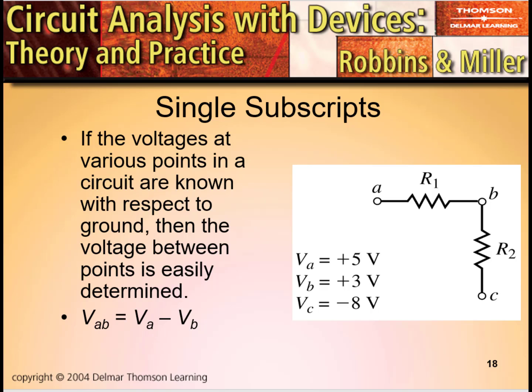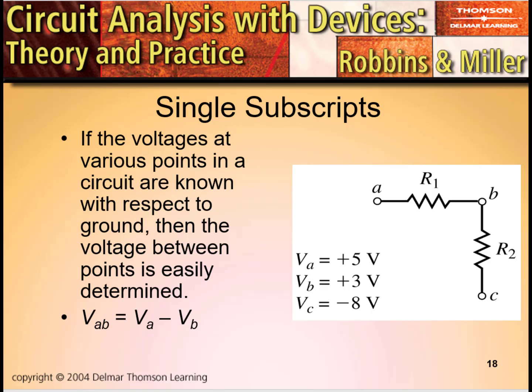A single point voltage representation comes from an implied reference, and that implied reference, or second point, of which you are determining the difference between the single point and that point, is always ground. So single subscript is always referencing ground.